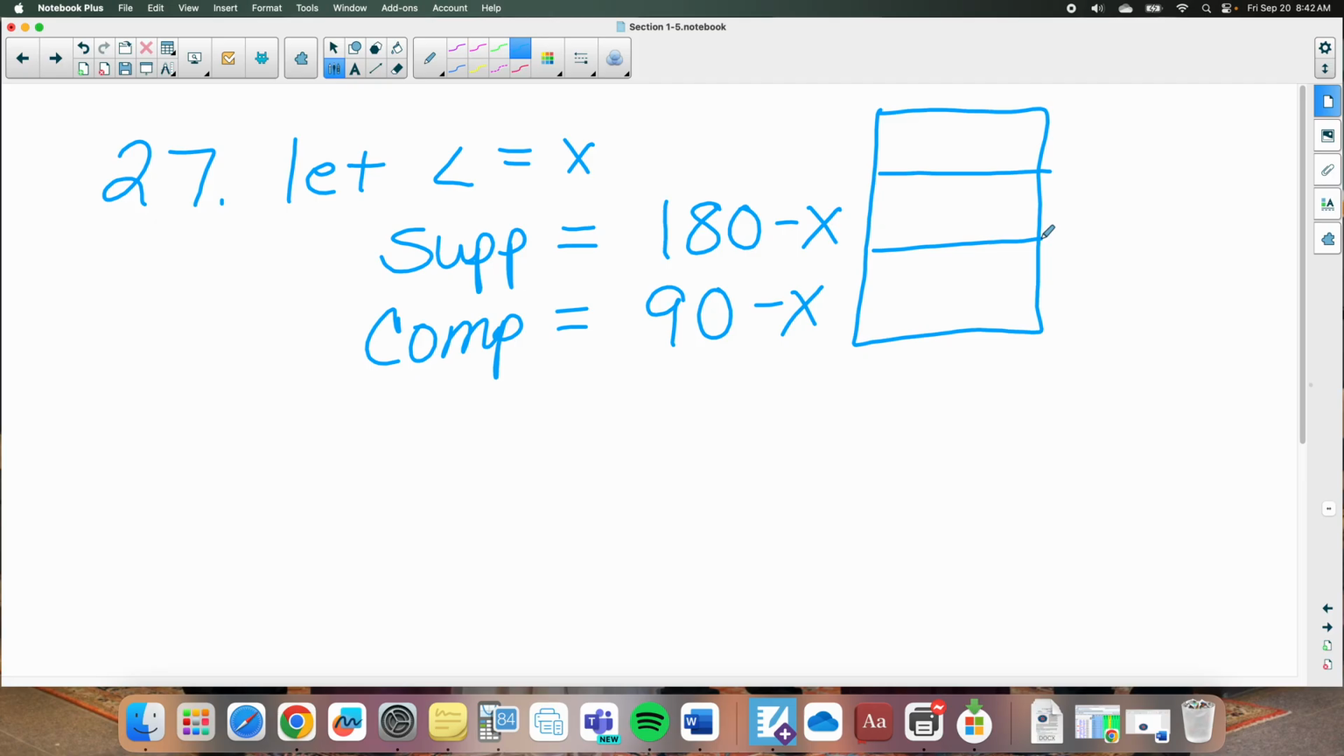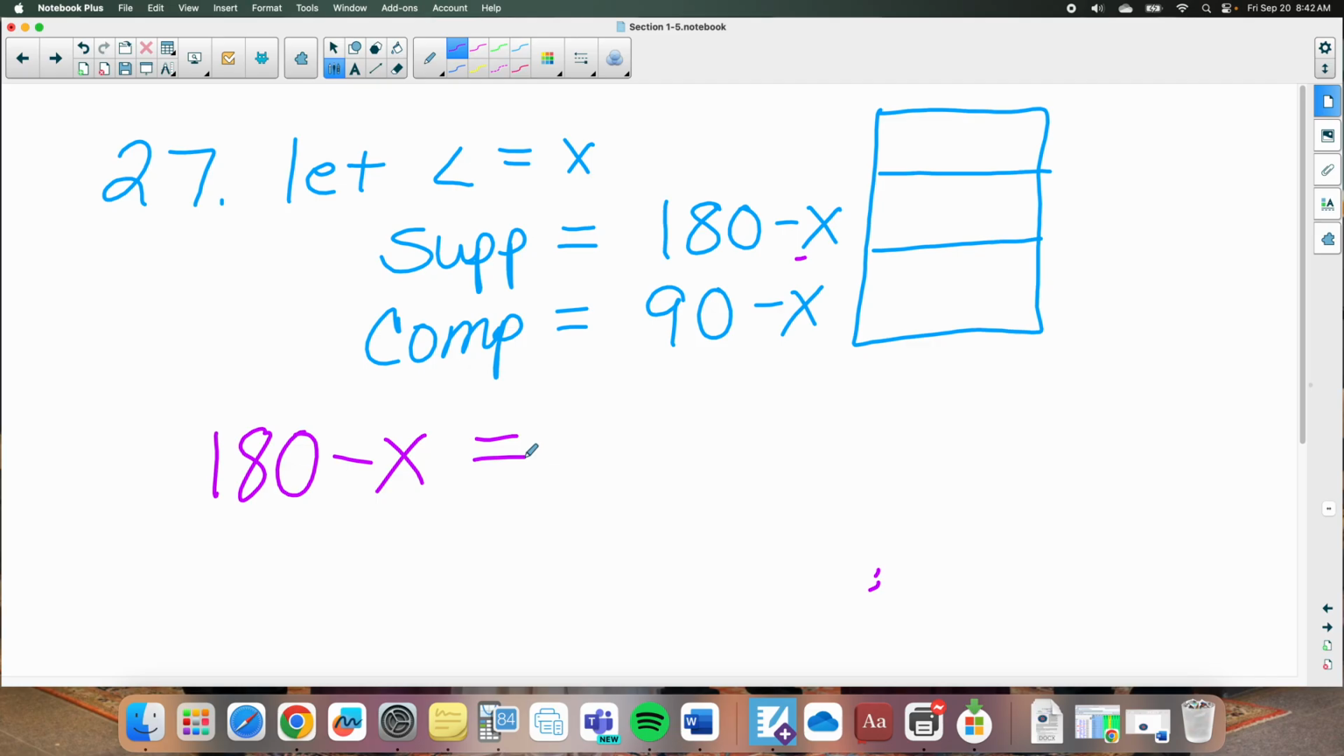Now if we go back and read this, it says the measure of the supplement of an angle is. So the supplement of an angle is. The supplement that we have is 180 minus X. Is means what? Equals. And then it says 40 more than 2 times the measure of the complement.